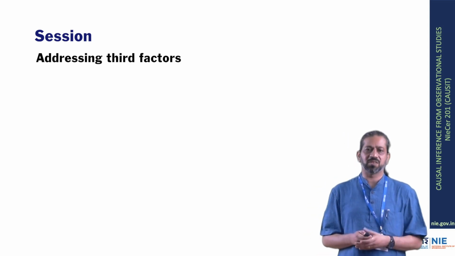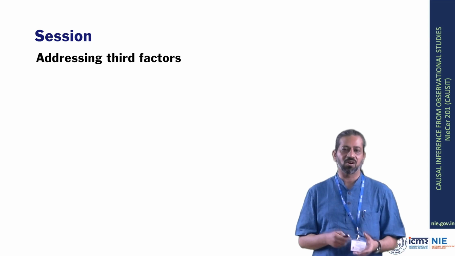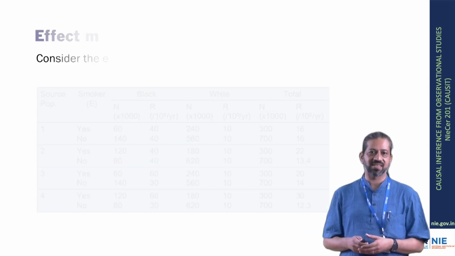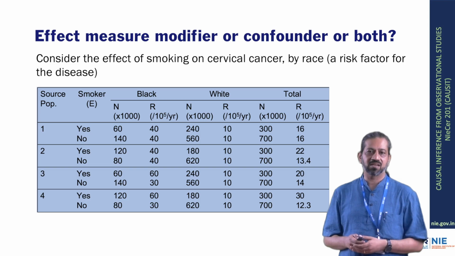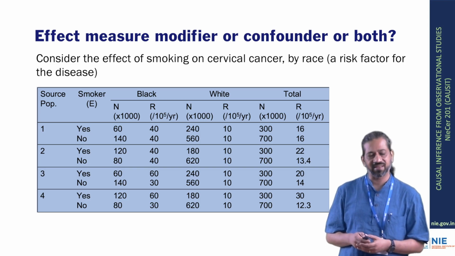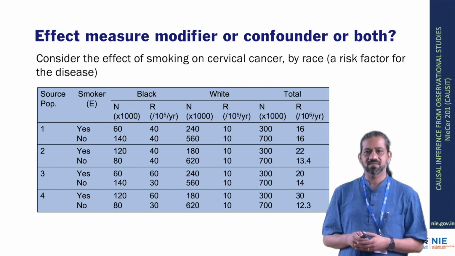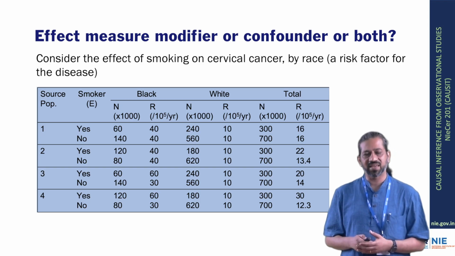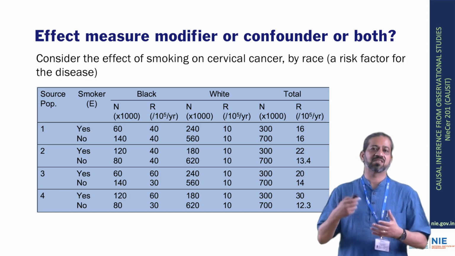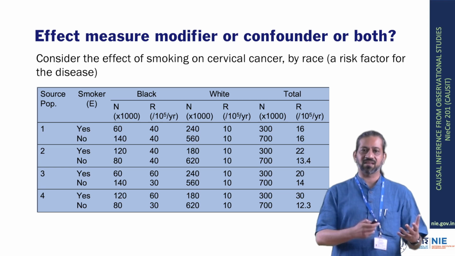Now, is it possible that the same third factor could act as both a confounder and a modifier? Let's look at this example here. We are interested in understanding the effect of smoking on cervical cancer, taking race as a third factor. It is understood in the literature that race can influence cervical cancer by itself. It's an independent risk factor of cervical cancer. Here by race, we are taking black and white.